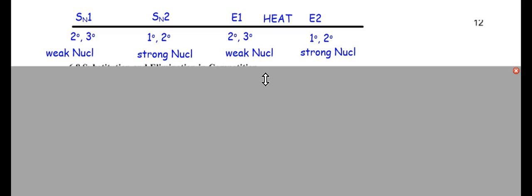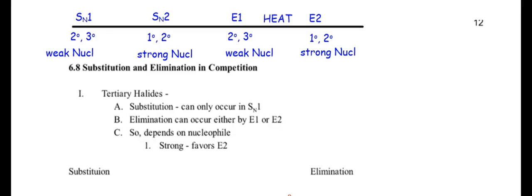What I'm telling you isn't incorrect, but it's not the complete picture, okay? All right. So let's talk about the tertiary halides, okay? So in substitution, they can only occur in SN1. If you think about the mechanism, that makes sense, okay? In substitution for your SN1, you wait for the leaving group to leave first, all right? Why? Because the tertiary is too bulky, the nucleophile can't approach it, okay?